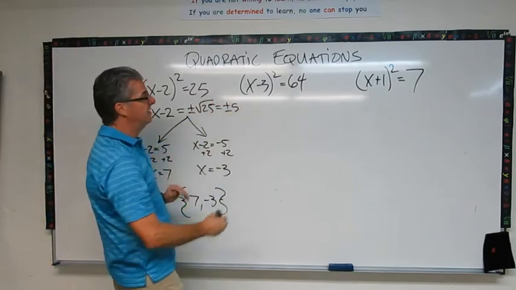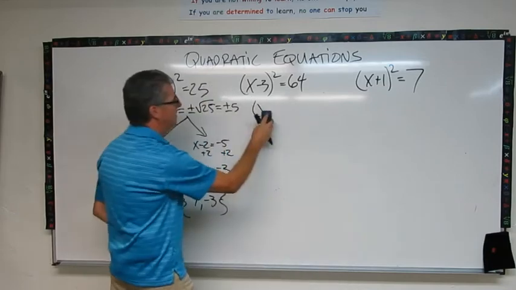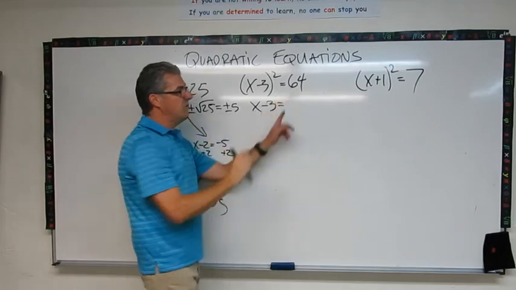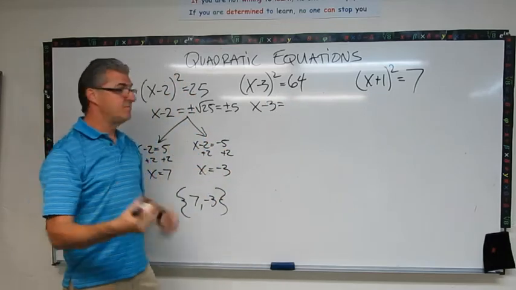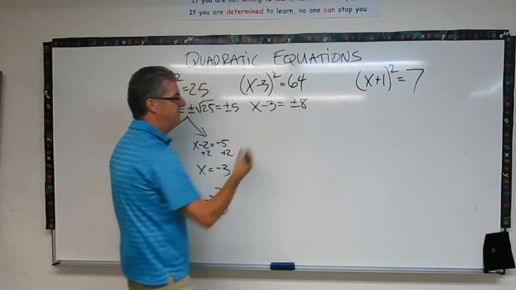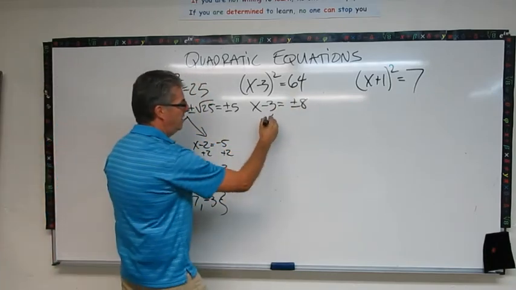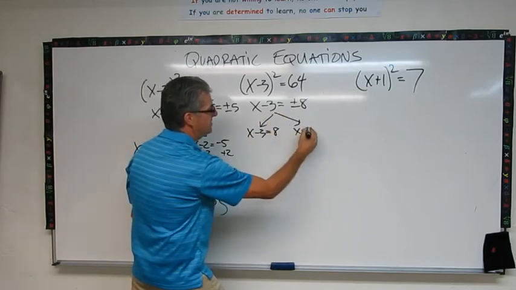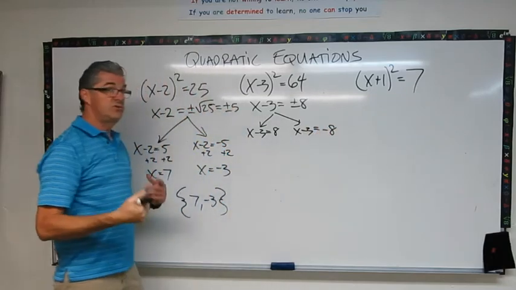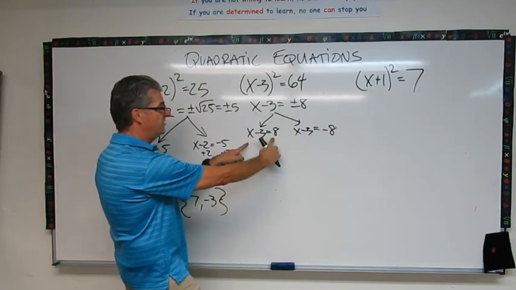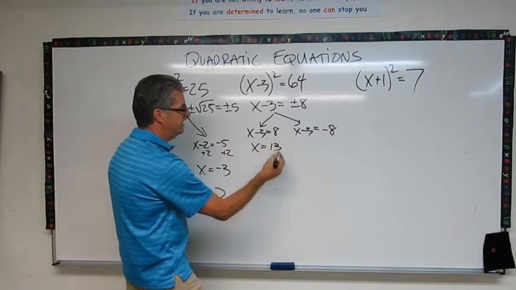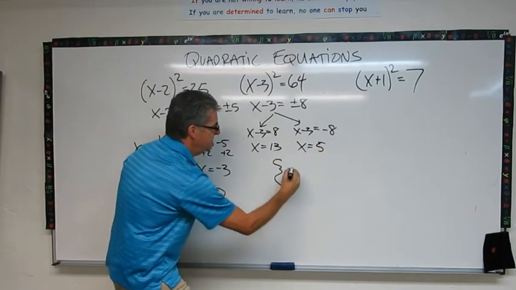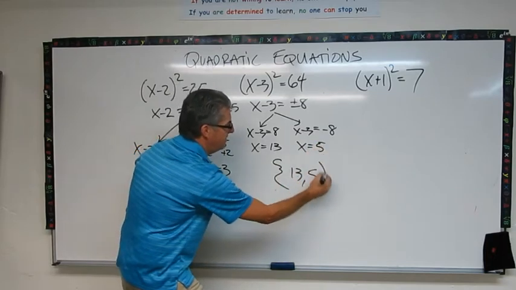Square root of both sides. X minus 3 equals, so what's the square root of 64? It's 8, but we're plus minus, so it's plus minus 8. Now I have my branch. One of them is x minus 3 equals 8, and the other one is x minus 3 equals negative 8. So two equations to solve. Add 3 to both sides, x equals 13. Add 3 to both sides, x equals 5. So two solutions, 13 and 5.